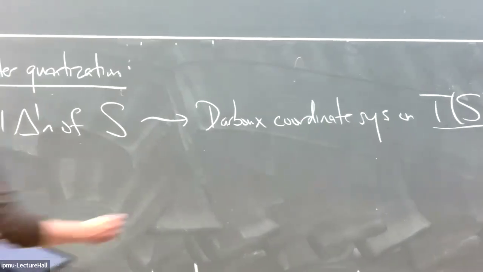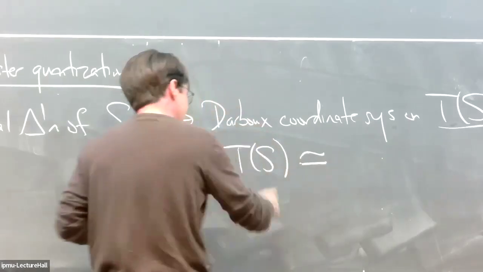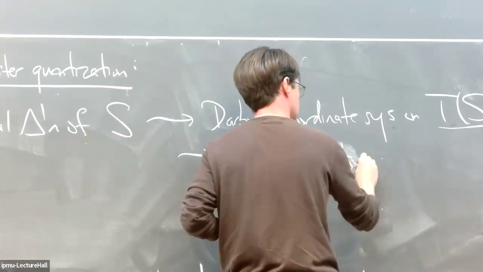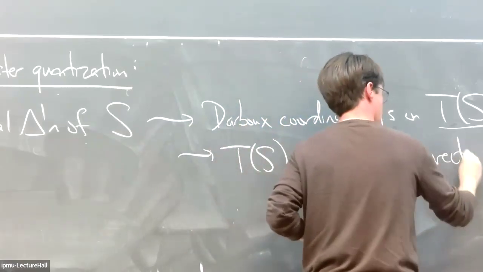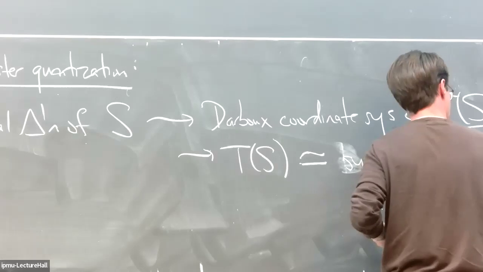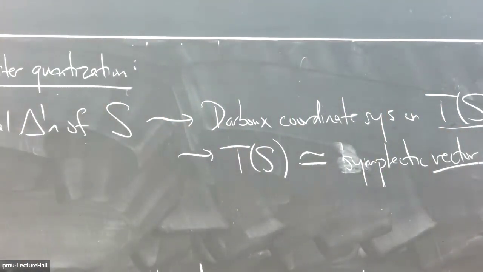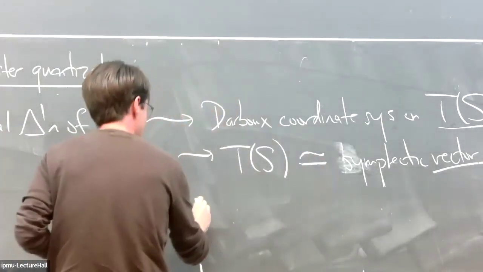You could think that that identifies T of S with a linear symplectic vector space, a vector space with a skew form. That's a simple example of a symplectic manifold, and that's one that we do know how to quantize, preserving at least all the linear symmetries. So you can quantize that.